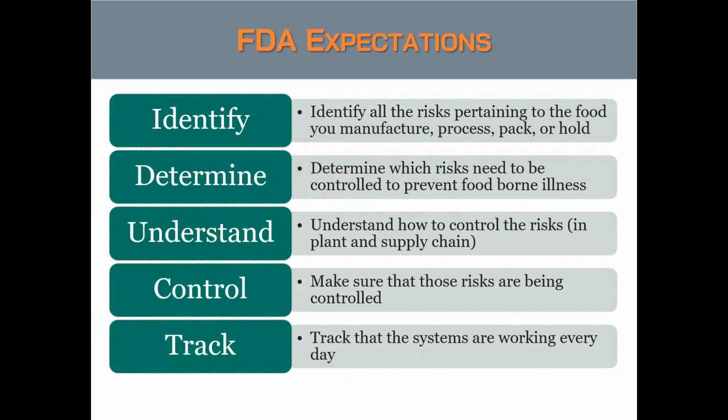Regulations and FDA expectations can help us to develop a proper EMP by serving as a framework of standards, including: identify all the risks relevant to the food you manufacture, process, pack, or hold. Determine which risks need to be controlled to prevent foodborne illness, again, relevant to your food. Understand how to control the risk, whether in plant or in supply chain, and make sure that those risks are being controlled. And then finally, have a way to track that the systems are working properly every day.